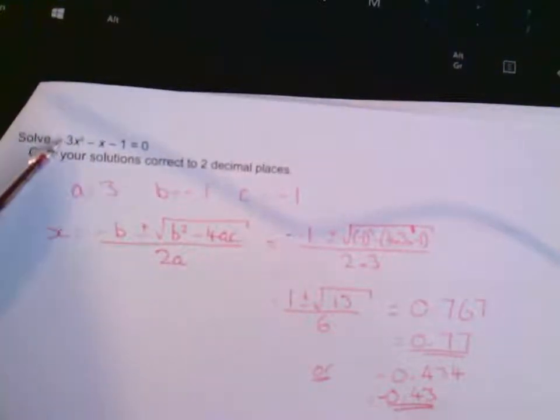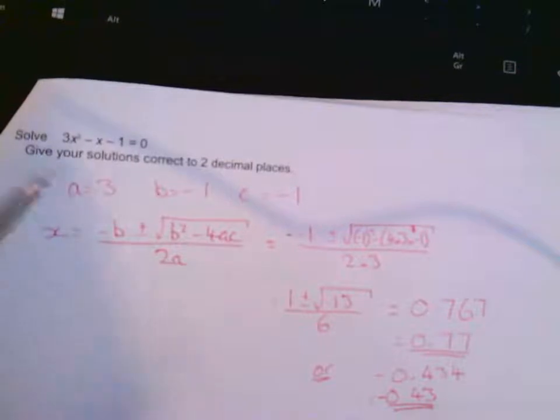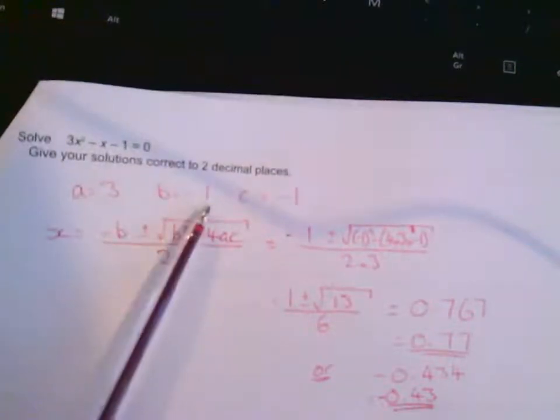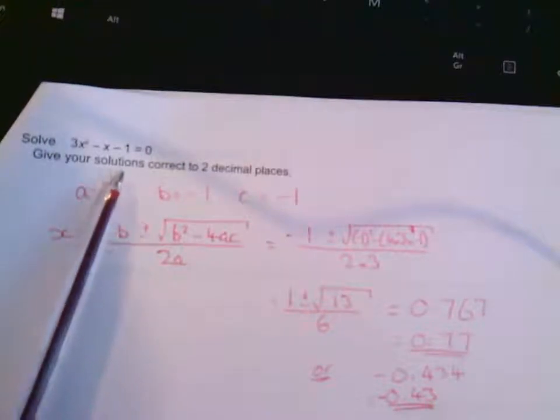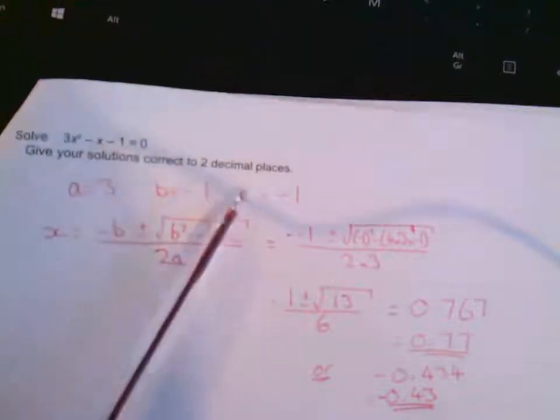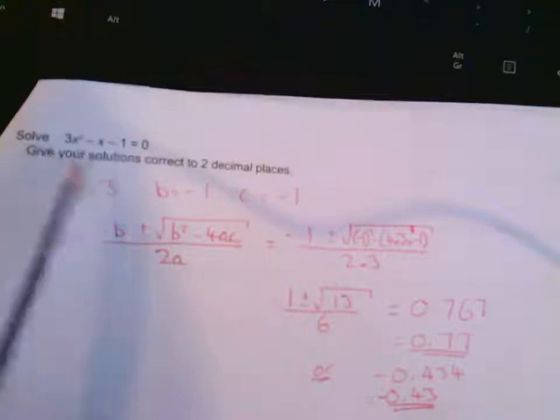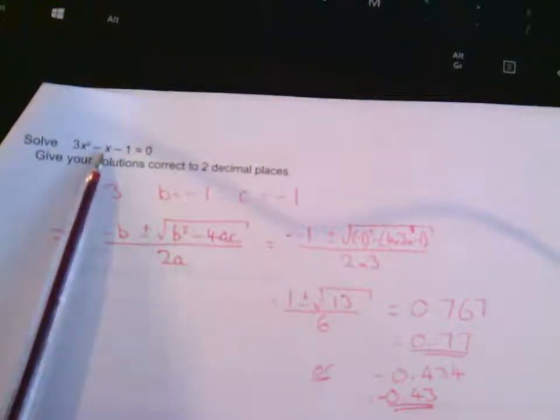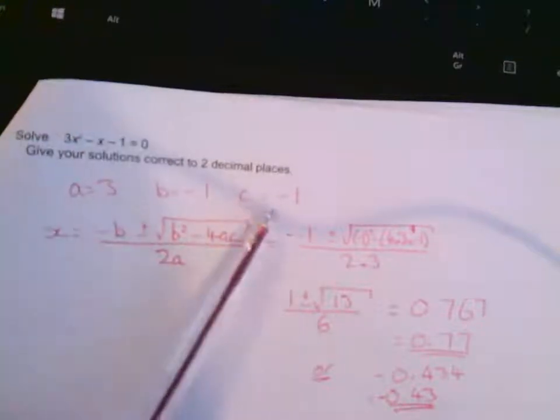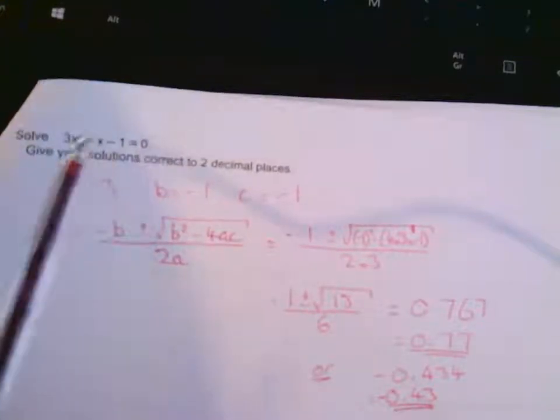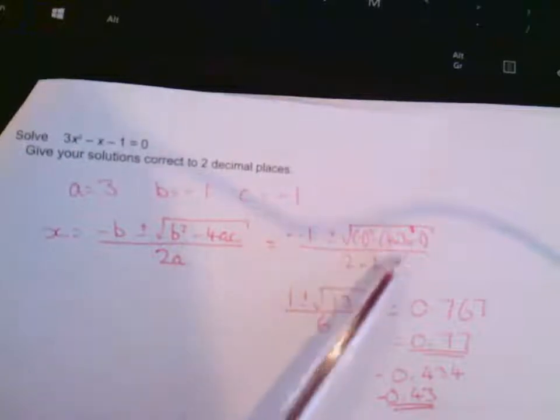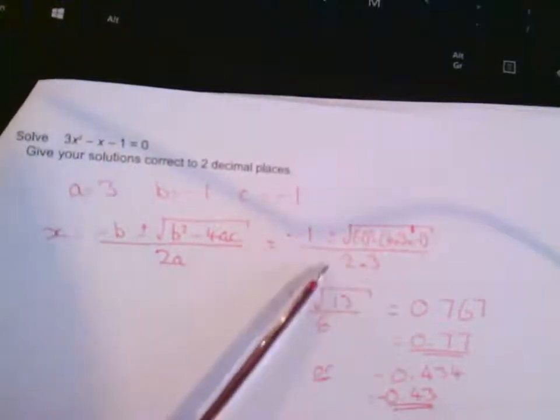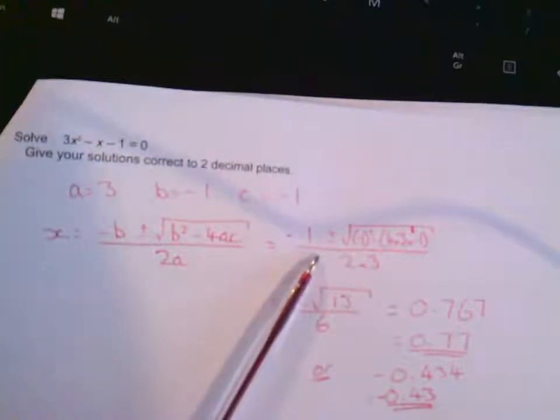If we go back to the question itself, the number in front of your x squared is your a term. The number in front of your x term is your b value, and the number by itself is your c. So here we had a as 3, b is minus 1, and c is negative 1 as well. I then replace all those numbers into my equation, and it's always worth writing that down so your examiner can see that you substituted your numbers correctly.